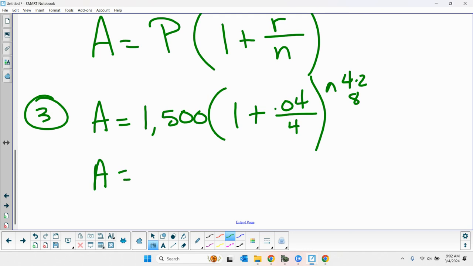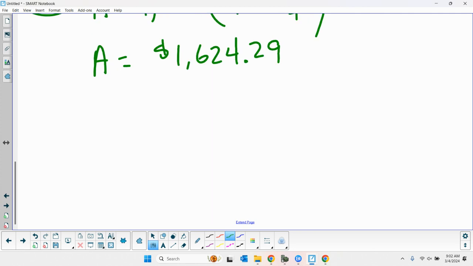Lydia, what'd you get? $1,624.29, you said? Yep, that's correct. So you made $124.29 in 2 years. 4% isn't going to grow real fast, and only quarterly, only compounding 4 times a year. Daily, you get a little more. And remember, these start out kind of flat, and then they take off, right? So if you do it for a lot of years, it's going to get you a lot of money.